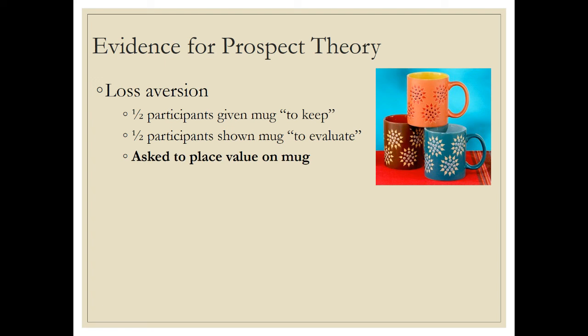So it makes sense that they're asked to place a value on the mug, and it turns out that the group who were told they get to keep the mug price the mug at a much higher price than the group that were told they just have to evaluate the mug. So this simple variable, did you have something to lose, yes or no, was all it took for this big difference in evaluation.